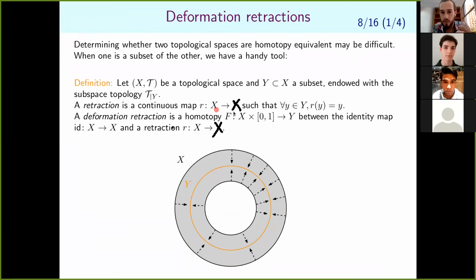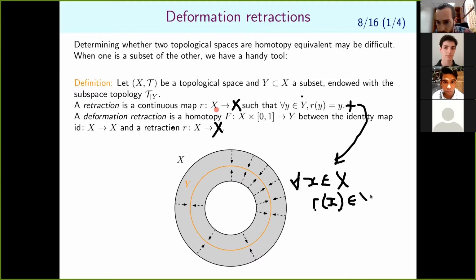As it is written, this is false. I should say a retraction is a continuous map R from X to X, such that we have this condition plus, for all x in big X, we have R of x is in Y.